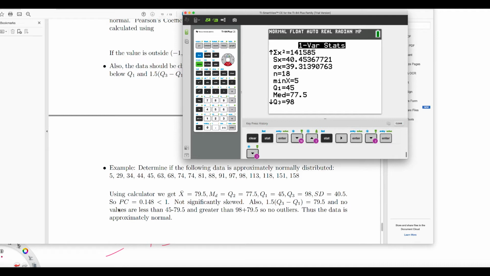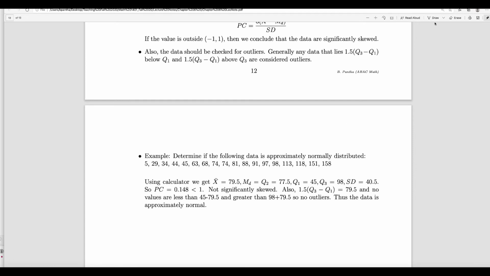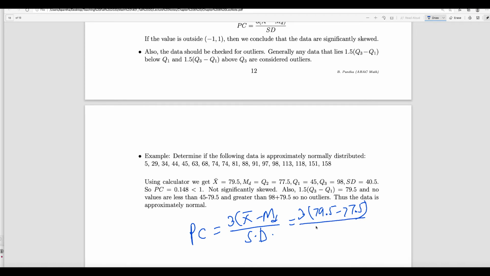So now I want to use a formula to find the PC. PC is Pearson's coefficient of skewness. The formula is 3 times (X bar minus median) divided by the standard deviation. 3 times (X bar, 79.5, minus median, 77.5), divided by the standard deviation, 40.5. You get 0.148.